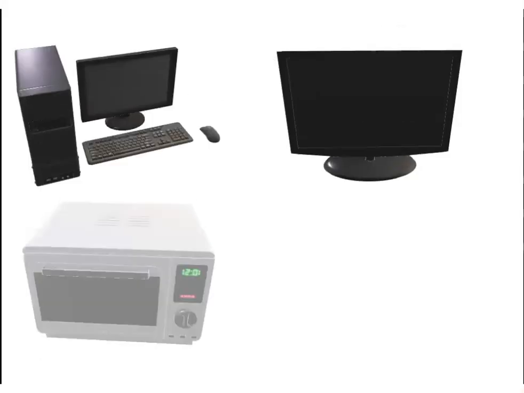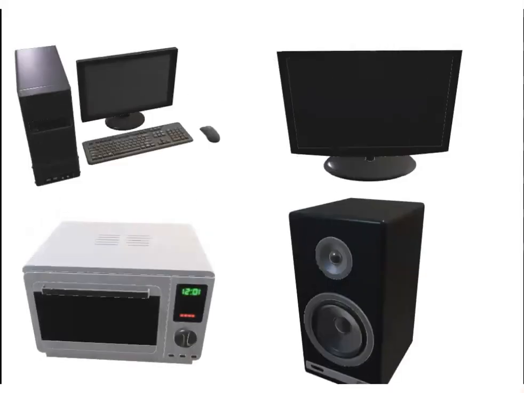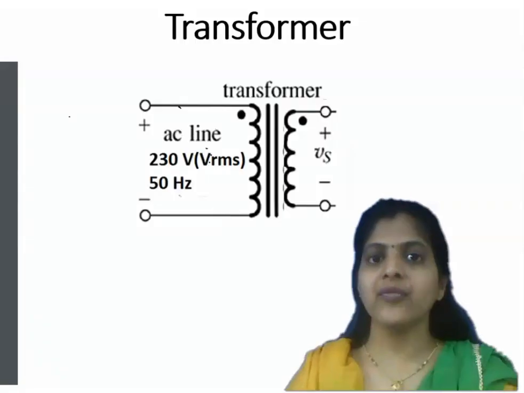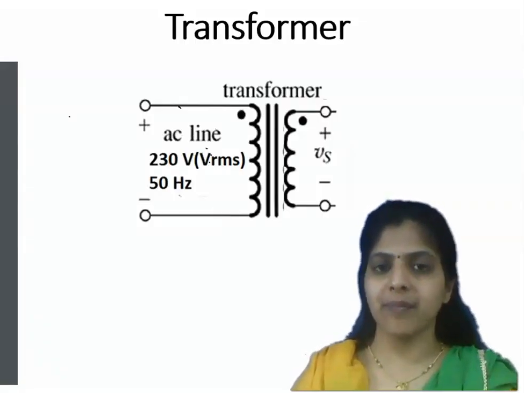All the electronic devices such as TV, computer, microwave oven, music system operate on DC voltage, and we know that electric energy is available in the form of AC voltage. That's why all these electronic devices consist of a circuit which converts AC voltage into DC voltage. That circuit is nothing but DC power supply. So let's study the block diagram of DC power supply in detail. There are four basic building blocks of the DC power supply.